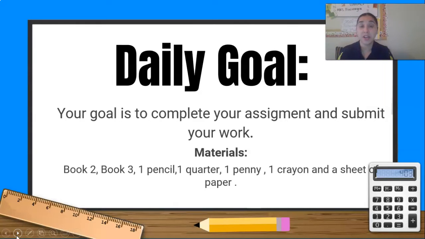Now, here are the materials that you need for your lesson in the video. You need your book number 2 and your book number 3. You're going to need one pencil, one quarter, one penny, a crayon, and any piece of paper that you can use to measure. So make sure you pause the video right now and you gather all the materials.